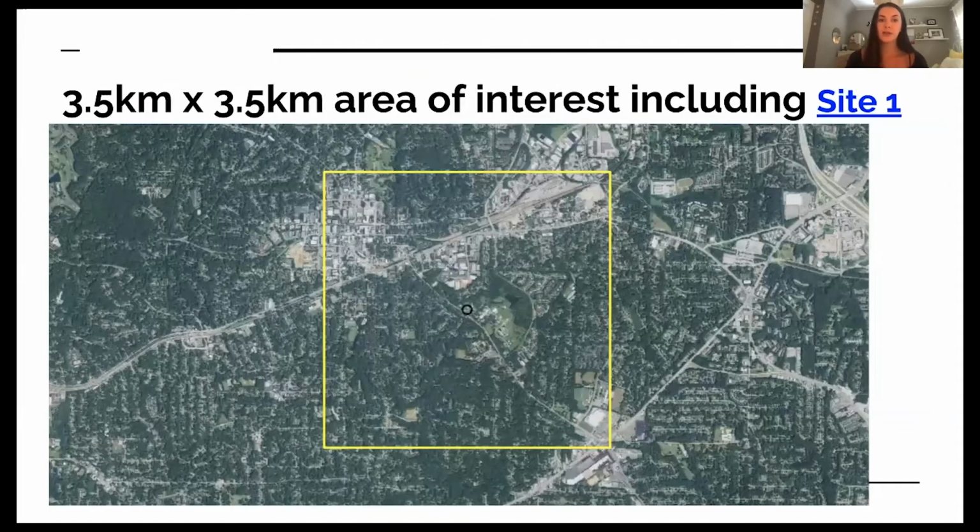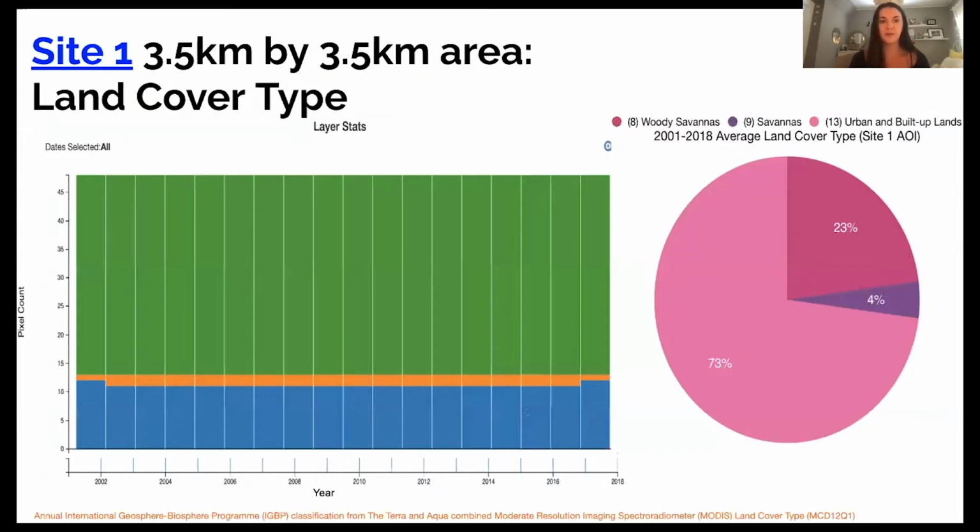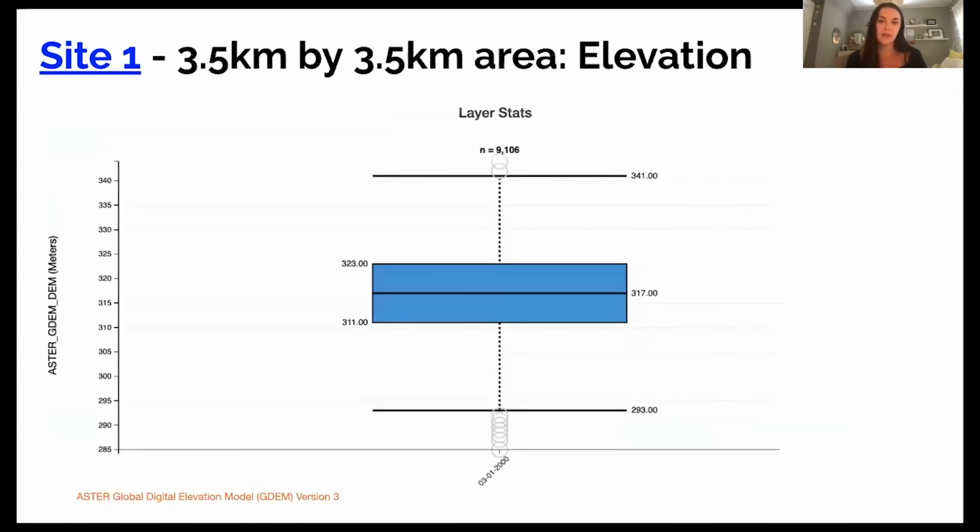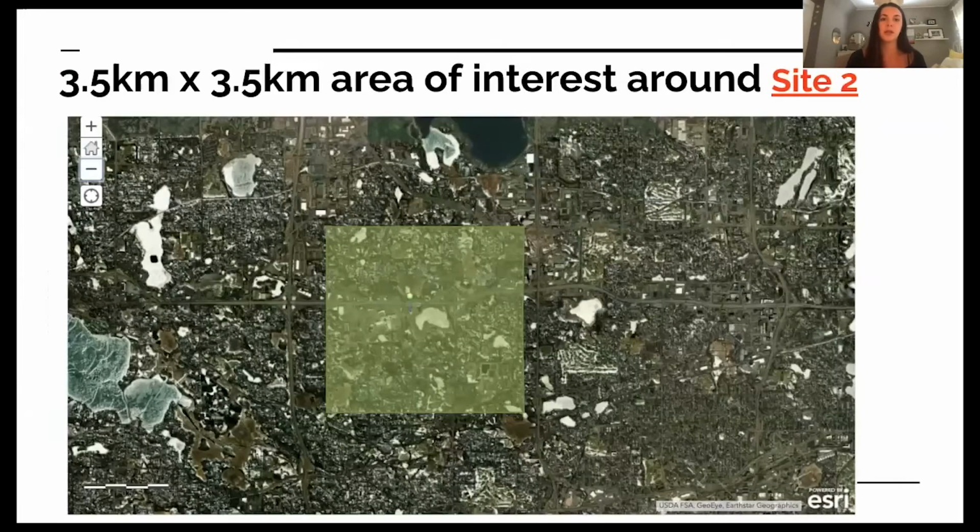So now we're going to look at the larger area of interest. This would be the 3.5 kilometer area of interest surrounding site 1, where there is no mosquitoes found. And the land cover type is mostly urban and built up lands. And as you can see, over the course from 2000 to 2018, there's not a lot of change in the land cover type. And the elevation from the Aster satellite measured at about 317 meters.